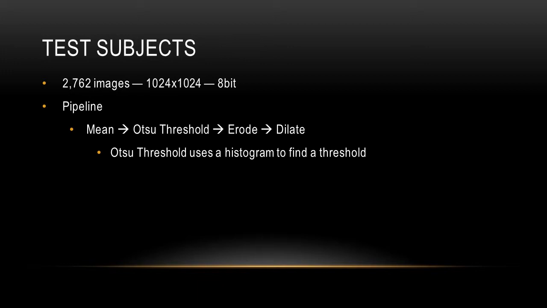And what I actually used for my tests was 2700 images, which were about 1024 by 1024, phase contrast images. And then what I wanted to do is try a pipeline in ITK and CUDA that did a mean filter, so it found the average of your neighborhood, used Otsu threshold, which utilizes a histogram to find a threshold, and then I wanted to erode and dilate, which means I take a minimum of your neighborhood and then a maximum of your neighborhood to try to separate cells.